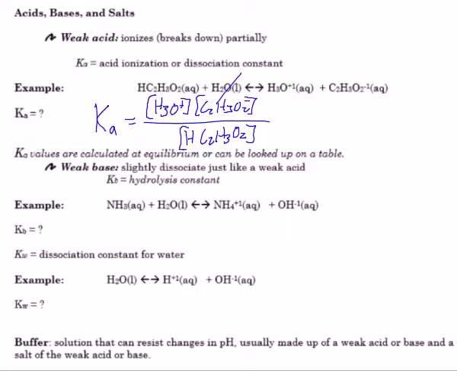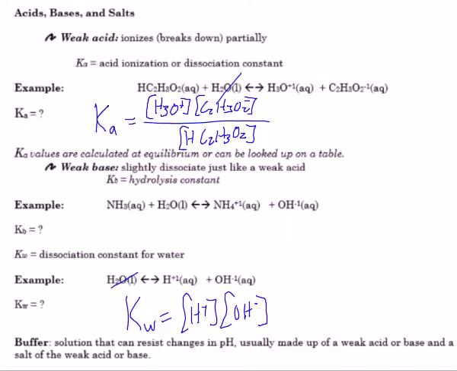But Kw, it's this example down here where we write this, Kw equals H plus. So that's where that's coming from. It's that equilibrium expression. That's where we're getting that K value, which is why I'm thinking we're going to do equilibrium before acid-base next year.